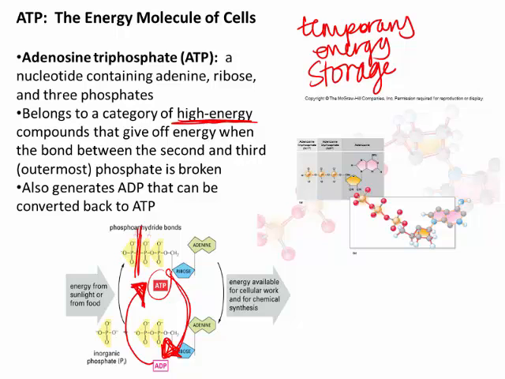The issue is we've got to have energy to add on new phosphates, so our energy from our food is used to add new phosphates onto ATP so that we can utilize it somewhere else within the cell or within the body.